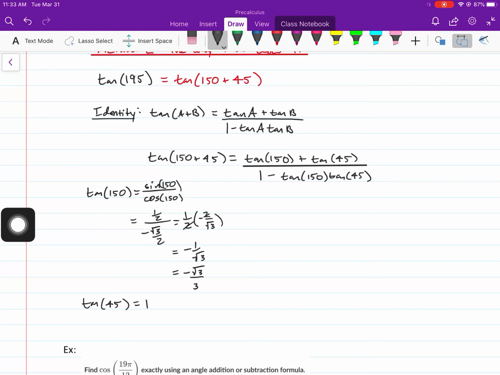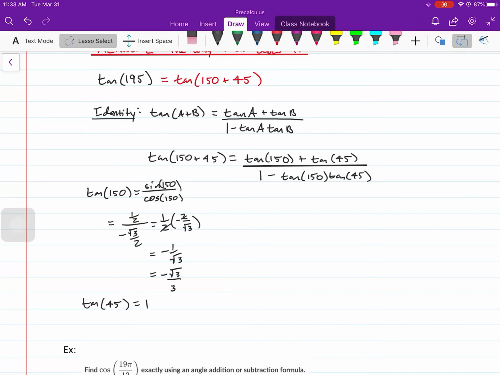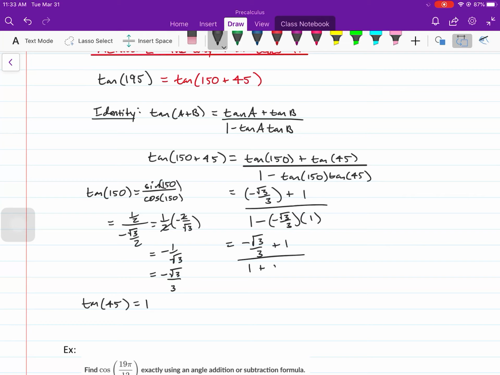Anyways, let's go ahead and substitute those in. Let me move this over a bit, it's getting in our way. So tangent of 150 is the negative square root of 3 over 3, plus 1, over 1 minus negative square root of 3 over 3 times 1, which equals negative square root of 3 over 3 plus 1, over 1 plus the square root of 3 over 3.